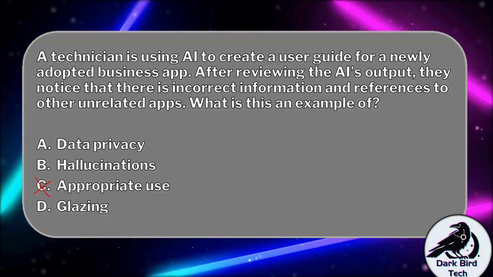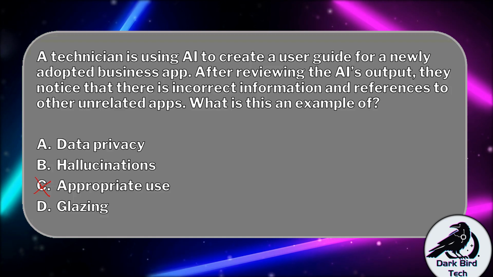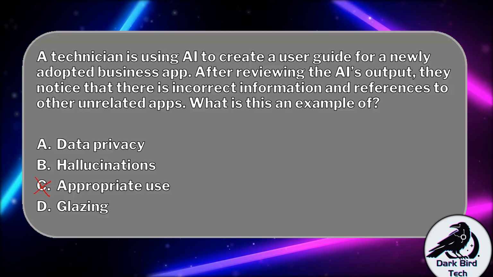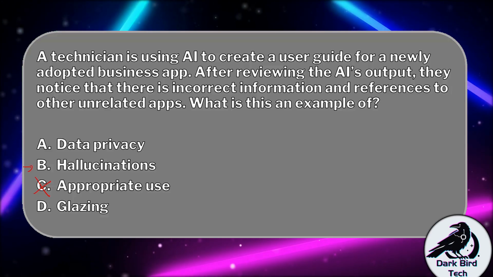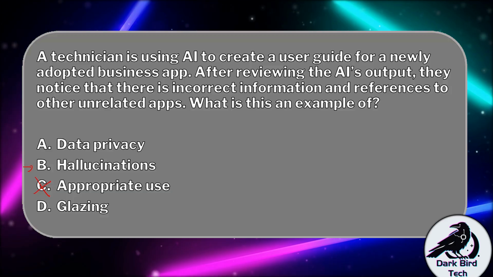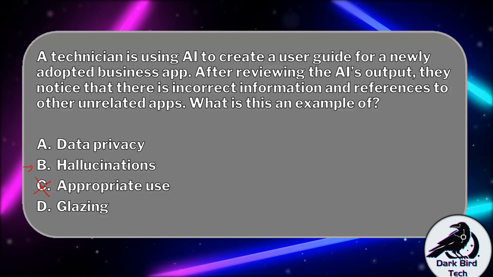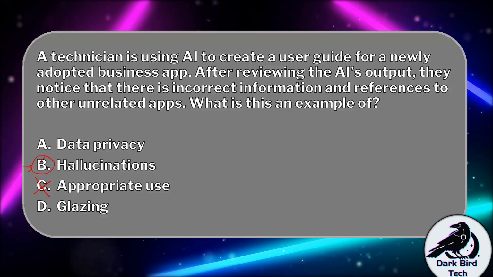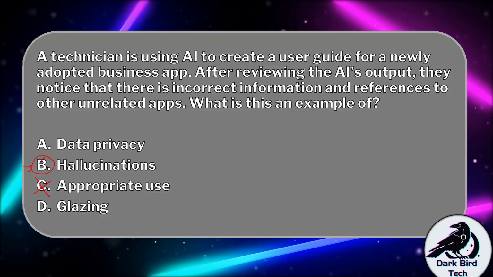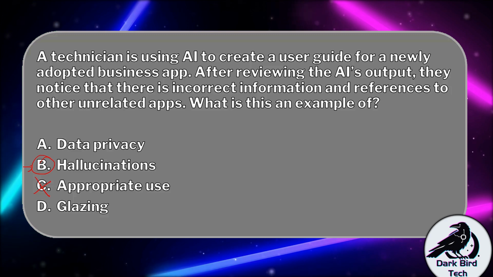Okay? Now let's look at the outputs part of the question. After reviewing the AI's output, they notice that there is incorrect information and references to completely unrelated things. This reads like a hallucination. Hallucinations are when the AI models, especially LLMs, start making things up, misinterpreting the prompt, whatever. Basically, spitting out incorrect information but acting like it's correct. That's an AI hallucination. And it's also one of the big risks of AI adoption.